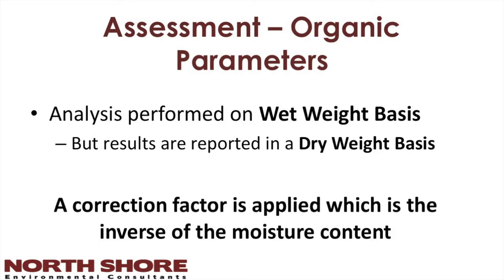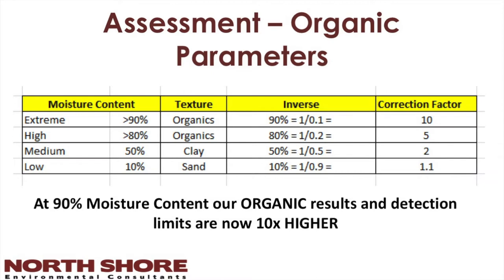So for organic parameters, hydrocarbons, PAHs, the analysis is going to be performed on a wet weight basis. There's a lot of people here from the lab, so if I get any of this wrong, you guys can correct me later on, but it's on a wet weight basis, but it's going to be reported in a dry weight basis. And because of that, there's a correction factor applied, which is the inverse of the moisture content. So when you're dealing with organic material, you're dealing with upwards of 90% moisture content when it comes to organic parameters. That can lead to a correction factor of about 10 times magnification in your detection limits and in the results that are being reported.